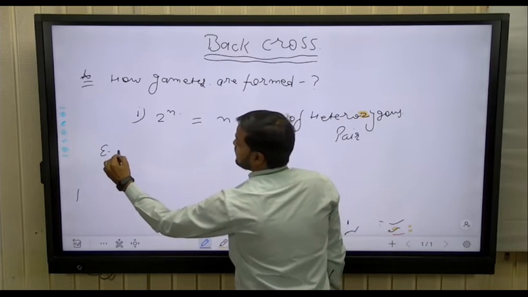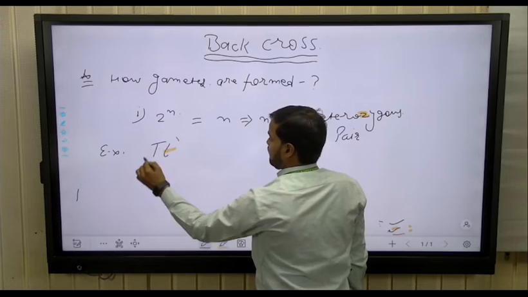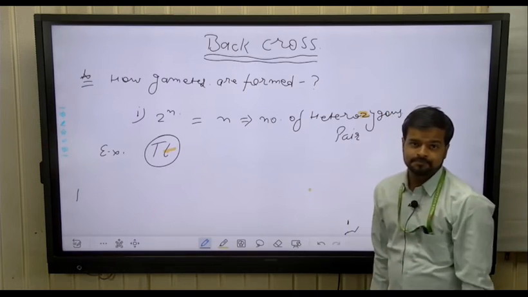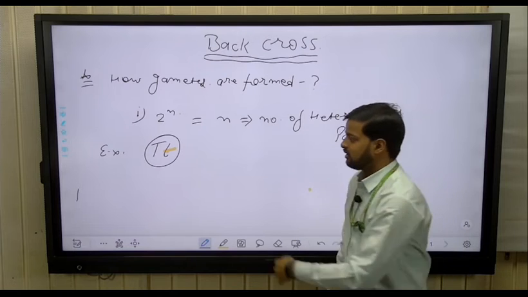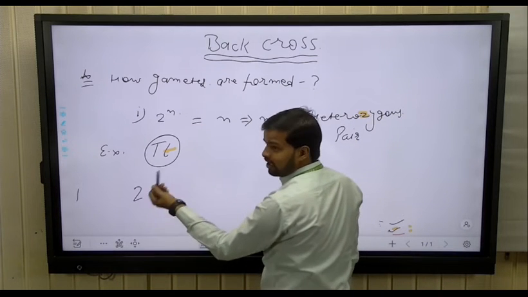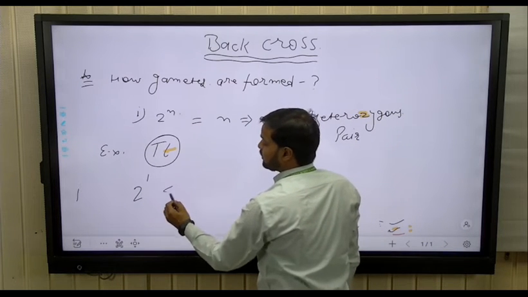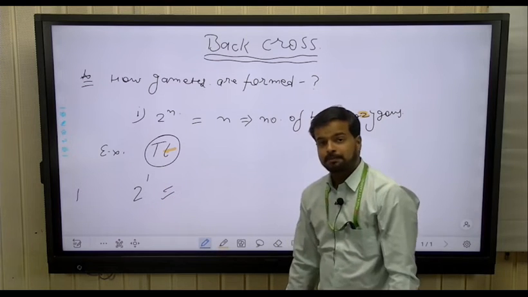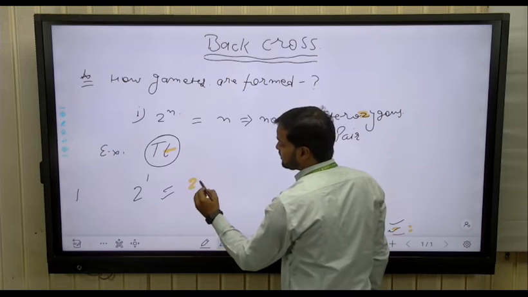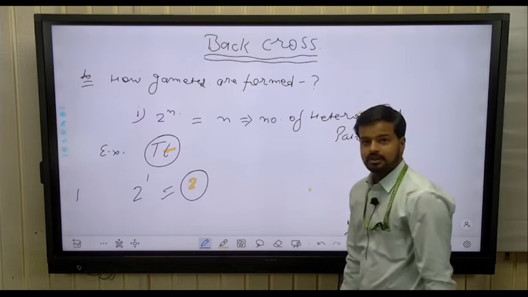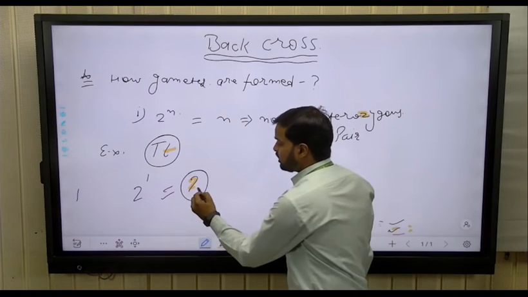Another example is capital T, small t. In this, the number of heterozygous pair is what? 1. When we put this value in our trick formula, the power of 2 is what? 1. And the power of 2 is 1 when the result is what? 2. That means we obtain 2 gametes.